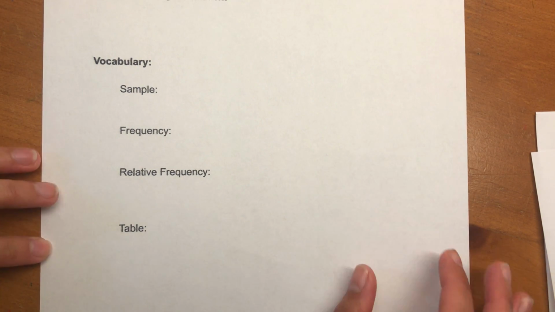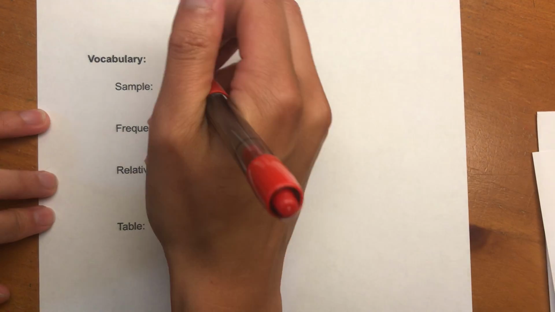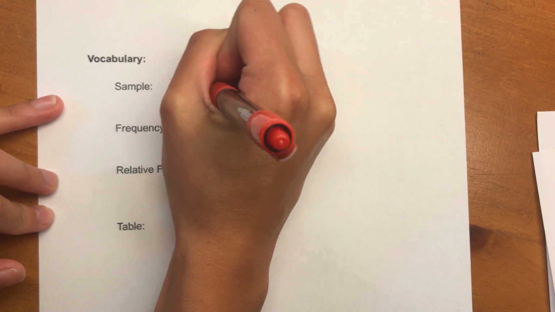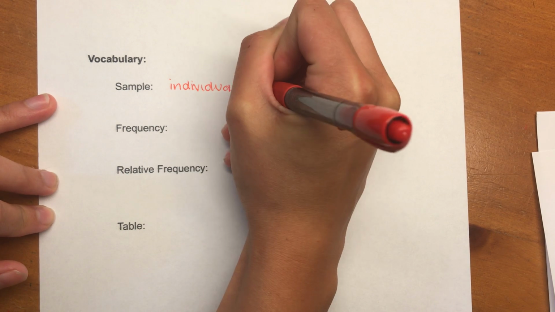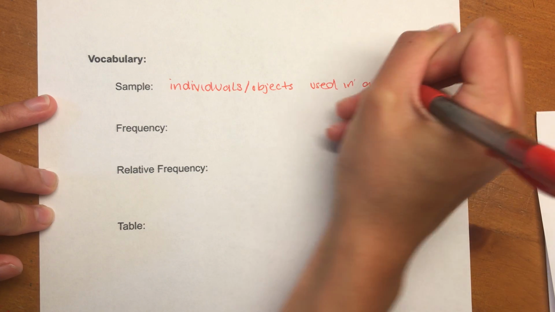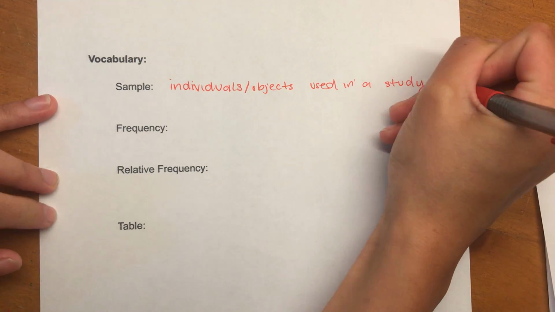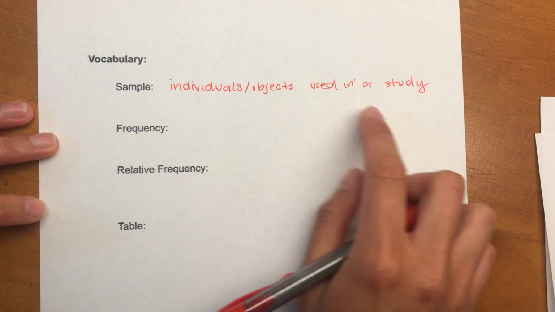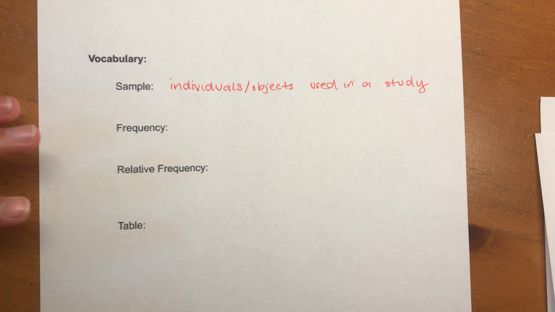First, a sample is going to be the people or objects that we're looking at, right? So this is individuals or objects used in a study. And this is only a part of the population. So maybe we're only looking at 100 people in Maryland, whereas the whole population of Maryland is much larger. So the sample is just whoever we're looking at. It might be small, it might be big.